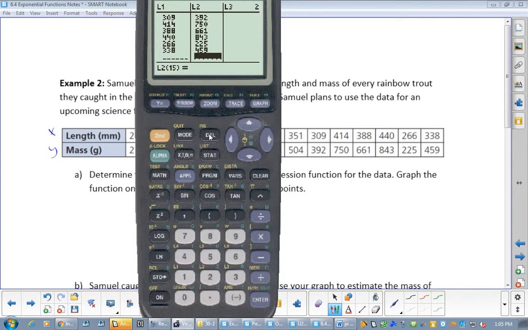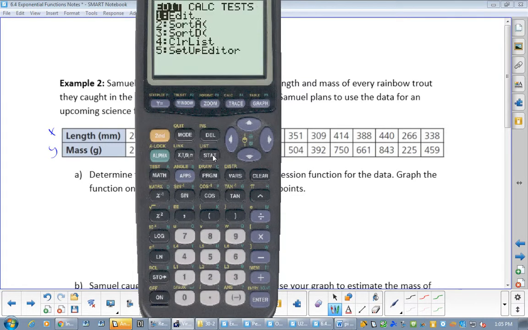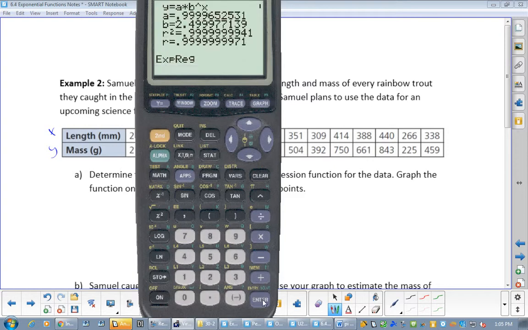Okay. So they're really good on the diploma. They'll say find the A value of this exponential regression. So how do we find the A value of this exponential regression? Well, we'd go stat, calc, zero or exponential regression, and then enter.